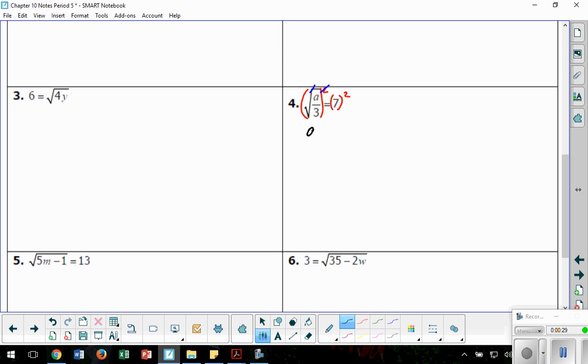And we get a over 3 equals, what's 7 squared? 49. And then how do we solve for a? So multiply both sides. So what is 49 times 3? 147.